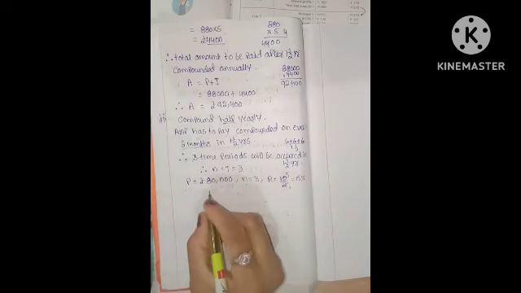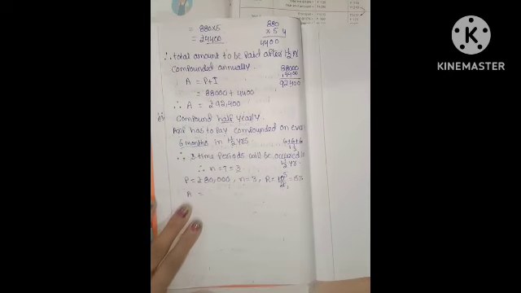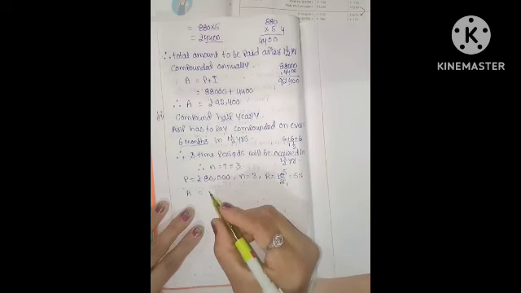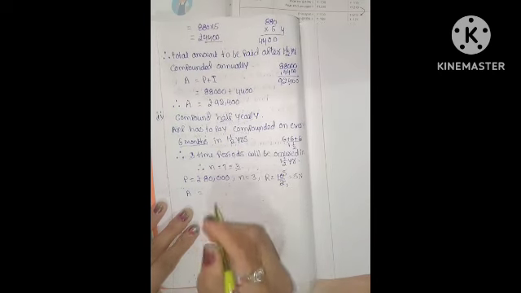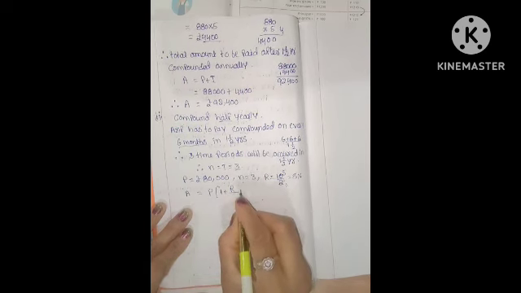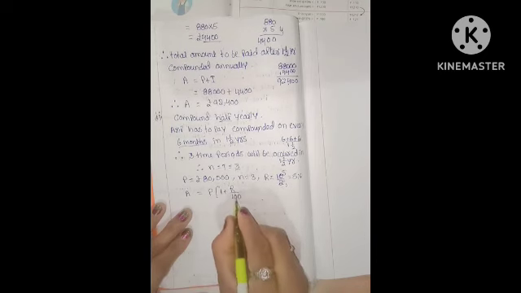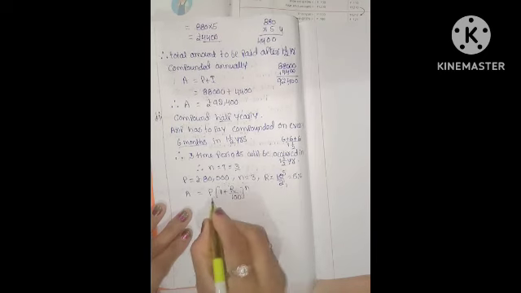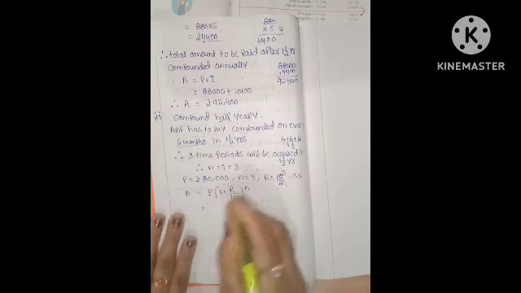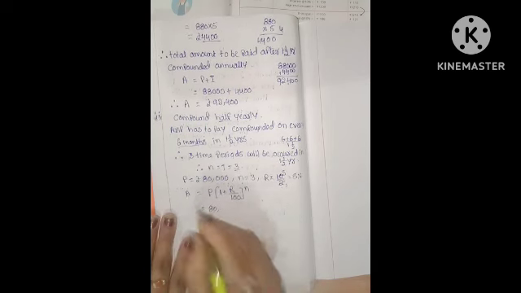Next, compounded: first we have to calculate the amount on the compounded interest. What is the amount formula on compound interest? You already know: P into (1 plus r by 100) whole power n. You already know this formula. So all these values are substituted in this formula, and we will get the amount.